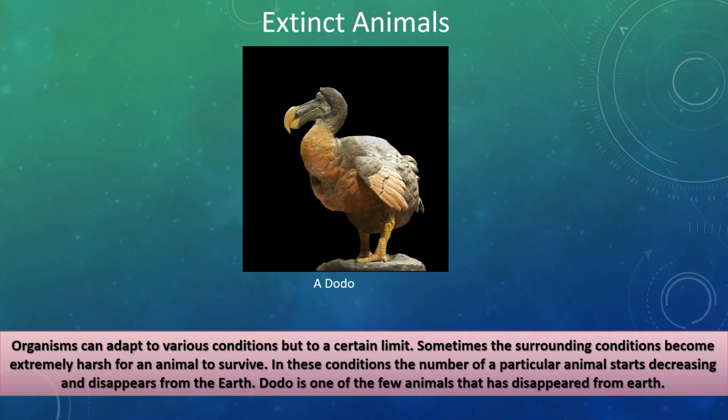Now, let us talk about extinct animals. Organisms can adapt to various conditions, but to a certain limit. Sometimes the surrounding conditions become extremely harsh for an animal to survive. In these conditions, the number of a particular animal starts decreasing and disappears from the earth. Dodo is one of the few animals that has disappeared from the earth.